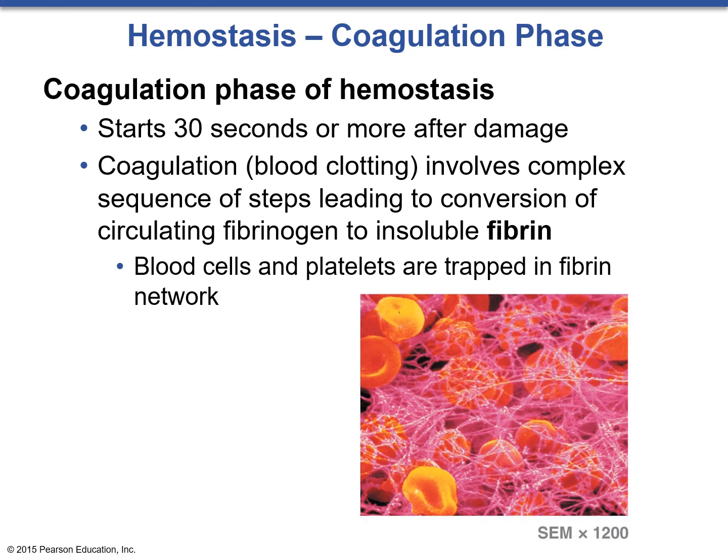The final phase is the coagulation phase. This typically starts about 30 seconds or more after the damage, so it can occur relatively fast. Coagulation is otherwise known as blood clotting. It is a thickening of the blood in general, but this involves a complex sequence of steps that leads to the conversion of the protein fibrinogen, which is just circulating throughout the plasma, to insoluble fibrin. The fibrin is going to combine with blood cells and platelets to create this network and clot the entire area.